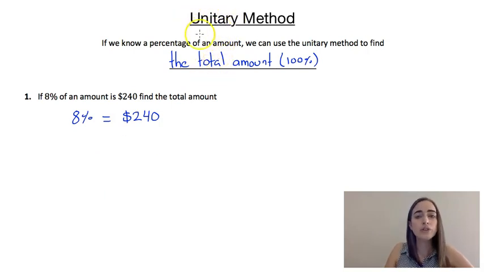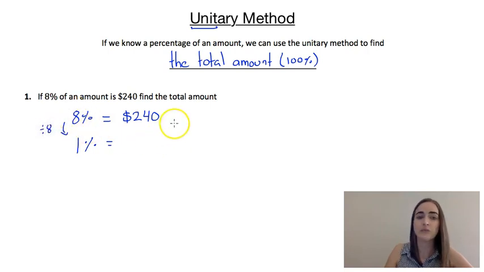It's called the unitary method, and that first bit of it, the word unit, is a little bit of a hint as to what we're going to do. We're going to break this down and we're going to find 1% or 1 unit. So if we wanted to find 1%, we could divide by 8 because we started with 8%. So that means we'd have to take our $240 and divide by 8 as well. So $240 divided by 8 would give us $30.